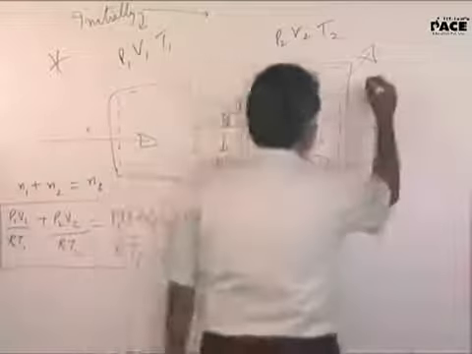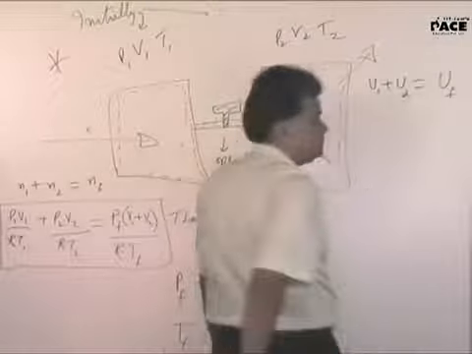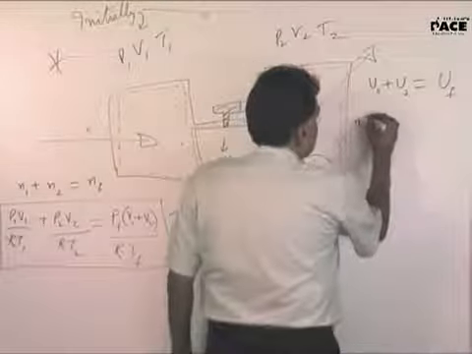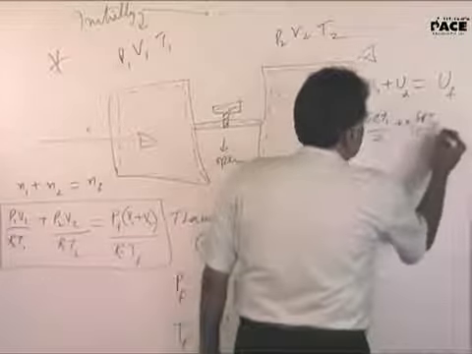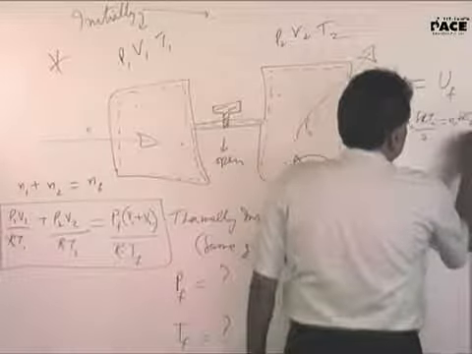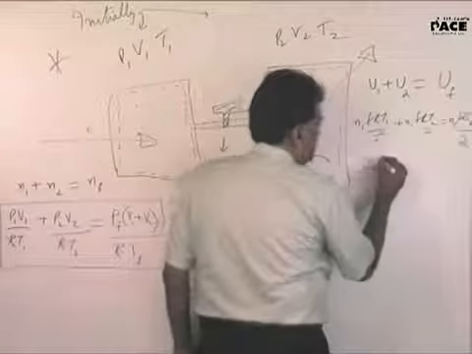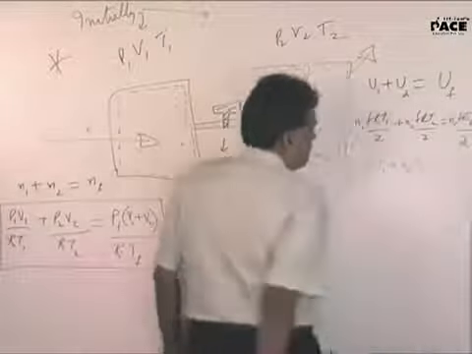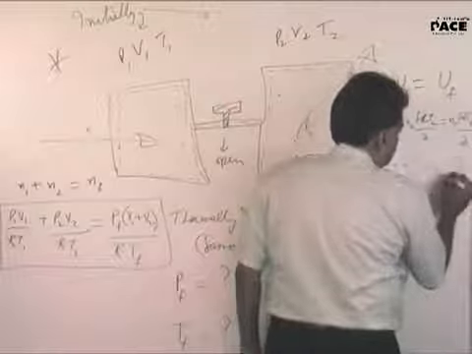So what can we write? U1 plus U2 equals U final. So that will be N1 f R T1 by 2 plus N2 f R T2 by 2 equals N total f R T final by 2. So that leads us to N1 T1 plus N2 T2 equals N total T final, or NF T final.